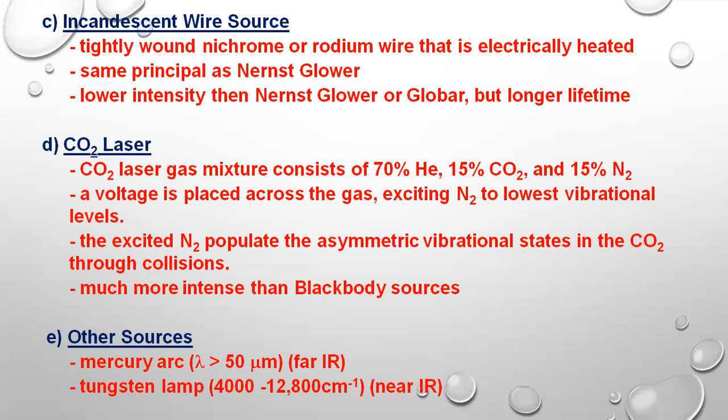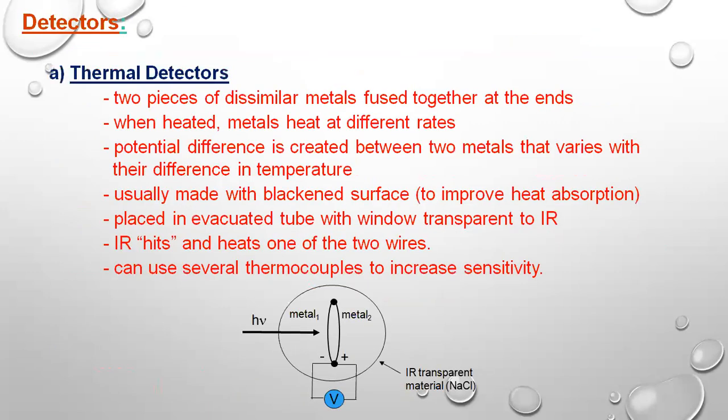Other sources that can be used in IR spectrophotometer are mercury arc, which can be used for far IR, and tungsten lamp. Tungsten lamp is generally used for near IR region.